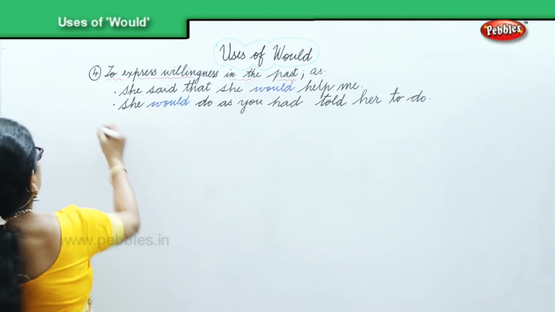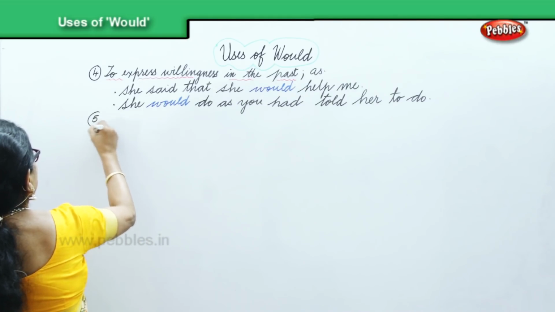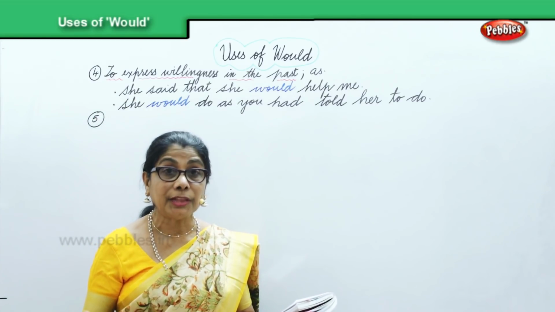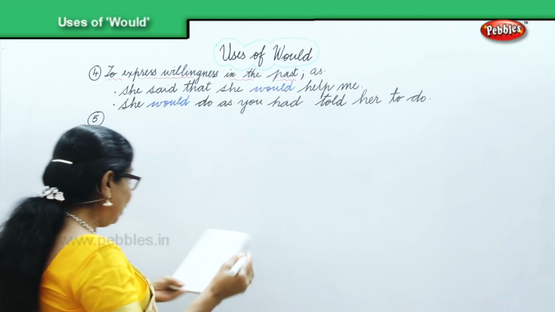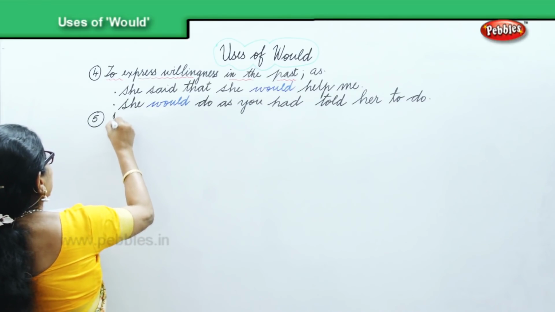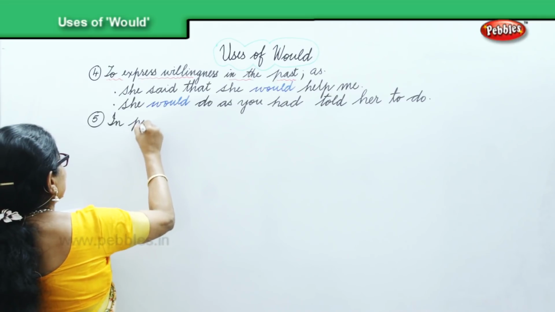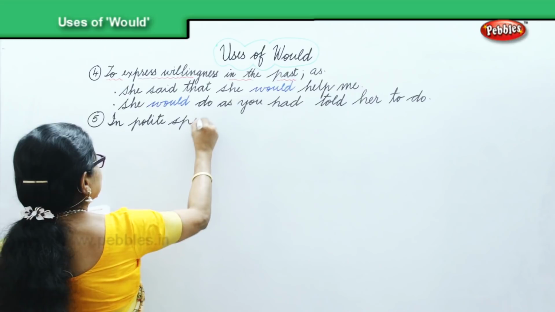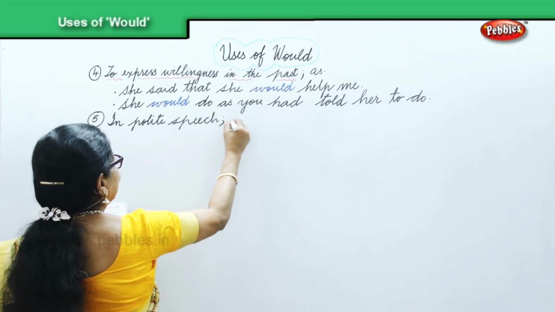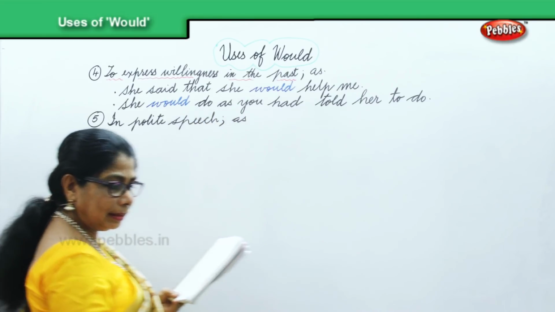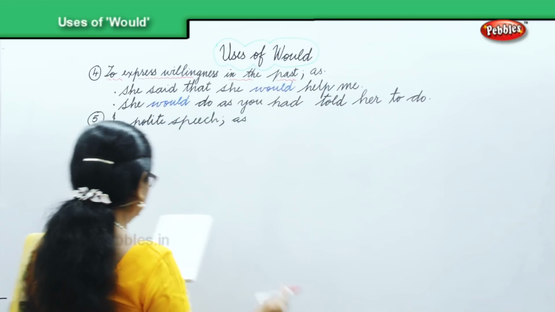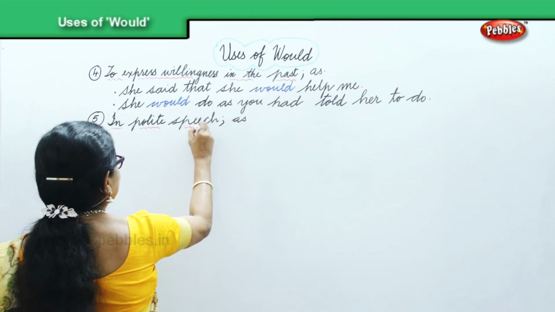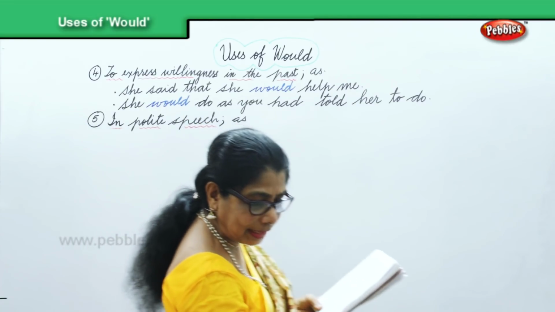And the fifth type is the use of would in polite speech. Let's look at a couple of sentences I have for you.